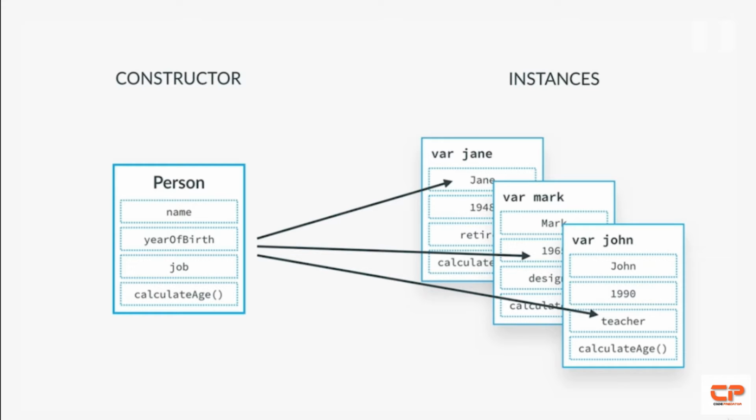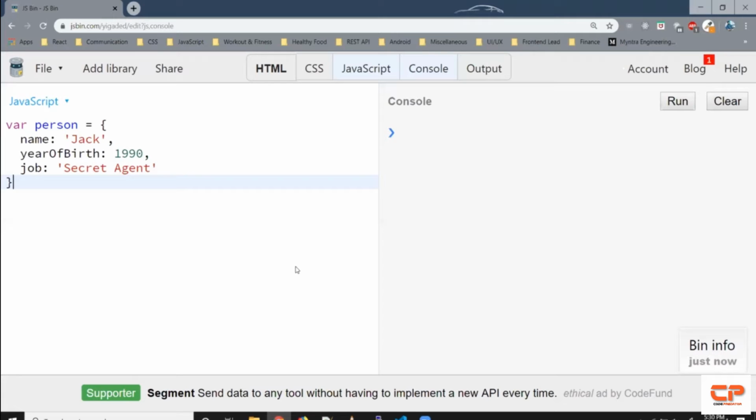Let's give it a try. Let's say we have this person object and we want to create a constructor function which can generate any number of instances of this object. So let's say Person. The constructor function name should start with a capital letter. It is just a standard practice. If you write it in small letters, JavaScript wouldn't give you an error.